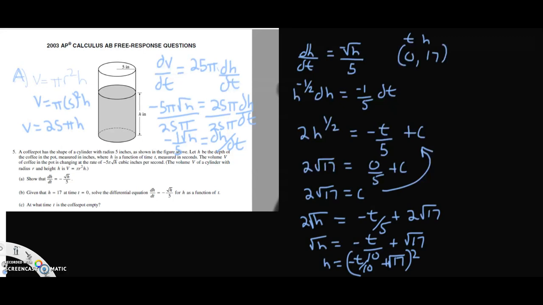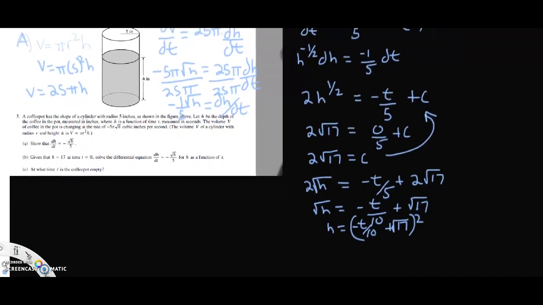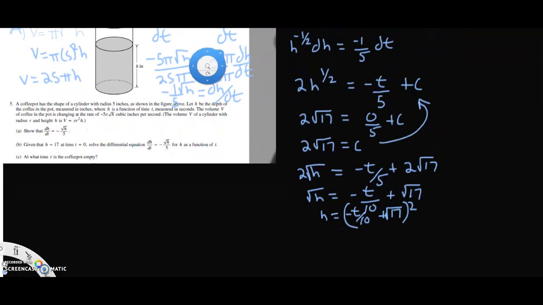You could actually sit there and FOIL it if you want to, but I'm not going to do that. So now the second part of this question, let me move my canvas so I have a little bit more room. It says, at what time is the coffee pot empty? So in order for the coffee pot to be empty, the height has to equal 0. So if I have this function, I could set it to 0. So let me rewrite that. h equals negative t over 10 plus root 17, quantity squared.